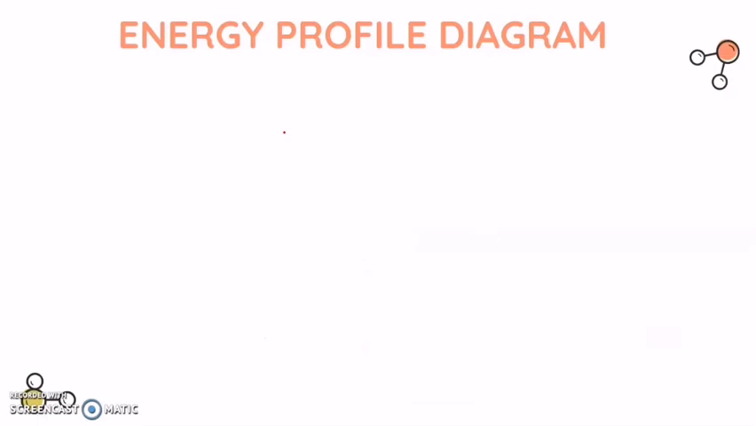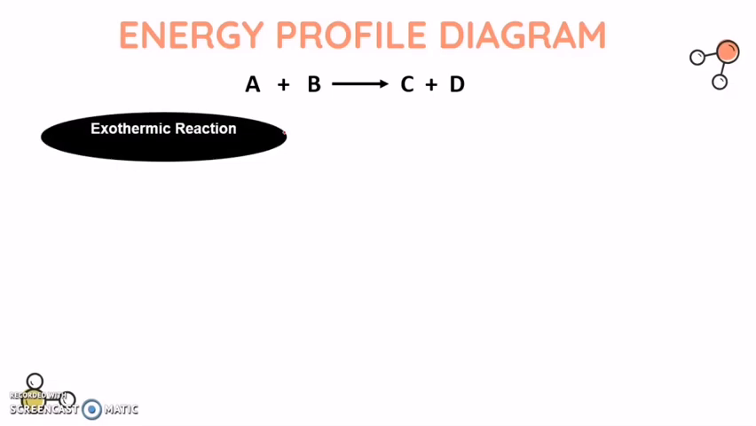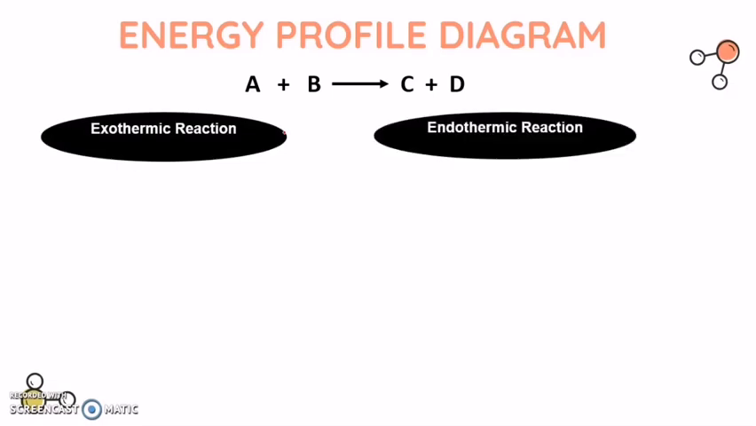We go to the last part in the subtopics, which is the energy profile diagram. Let's say I have A plus B produce C plus D, and as we know, we have two kinds of reaction, which are exothermic reaction and endothermic reaction. An exothermic reaction is a reaction that releases heat or releases energy, while an endothermic reaction is a reaction that absorbs heat or absorbs energy.